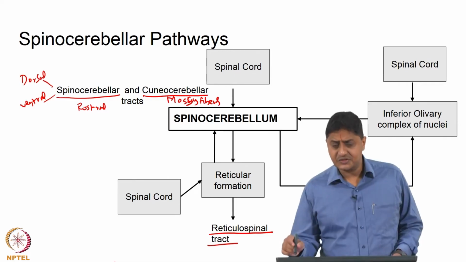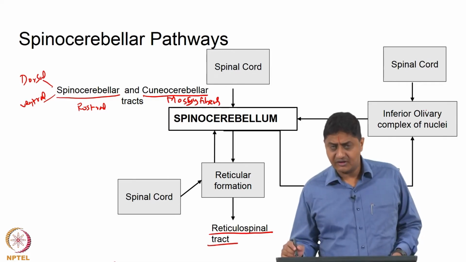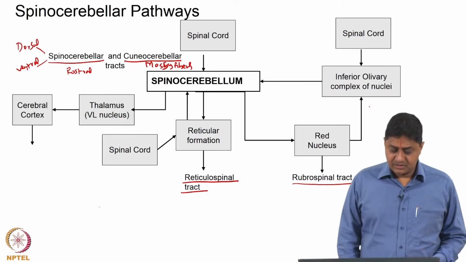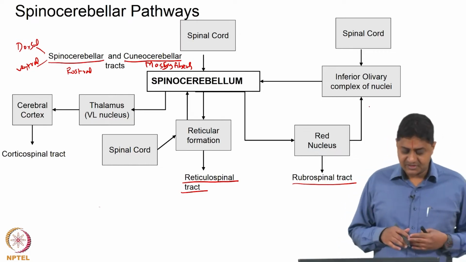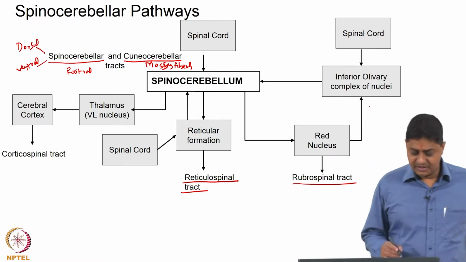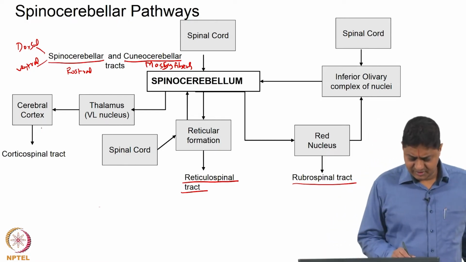and the red nucleus also projects to the inferior olive. The other output is to the ventrolateral thalamus, and from the ventrolateral thalamus to the cerebral cortex or the motor areas of the cerebral cortex. This is the premotor area and primary motor cortex.